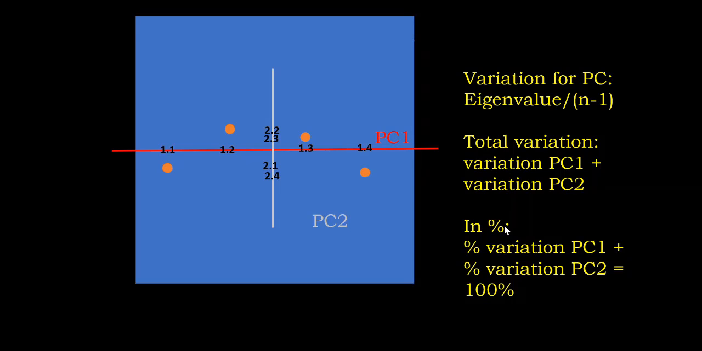And we transform this into percentages, and we've got the percentage of the total variation due to PC1, and the percentage of the total variation due to PC2. We add those 2 values and we get 100%.